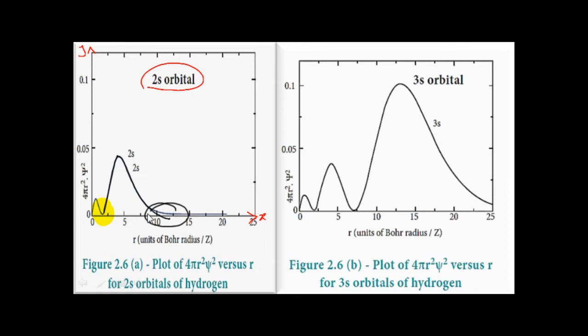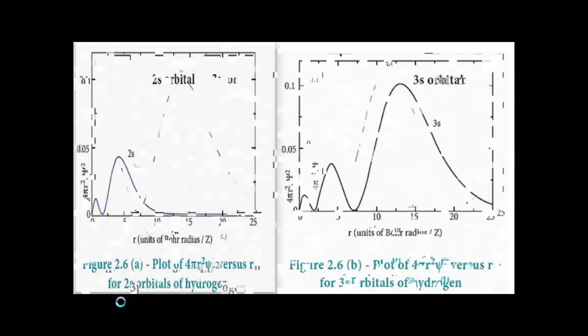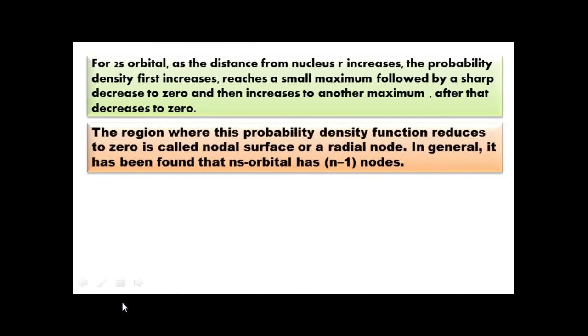The region where the probability density function reaches 0 is called a nodal surface. The next 2 mark question: the region where the probability density function reaches 0 is called a nodal surface. That means the density of electron is 0. The probability of electron density being 0 is called a node. Where there is a node, there will be no electrons. Okay.